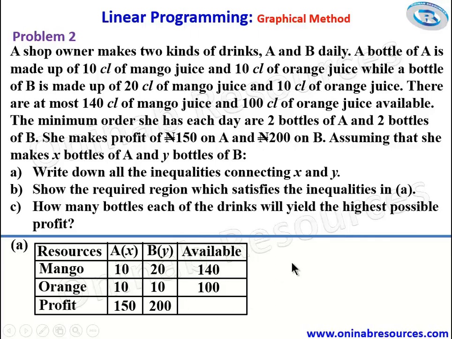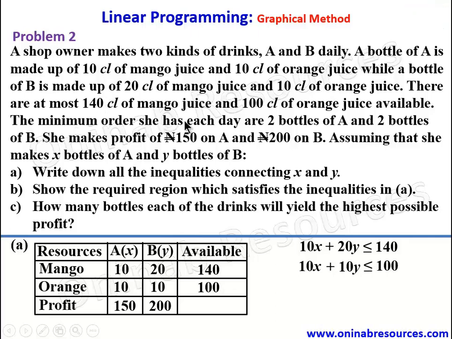So forming our inequalities, we have 10 times x, which is 10x, plus 20 times y, which is 20y, is less than or equal to 140. Then for the second inequality, we have 10x plus 10y is less than or equal to 100.